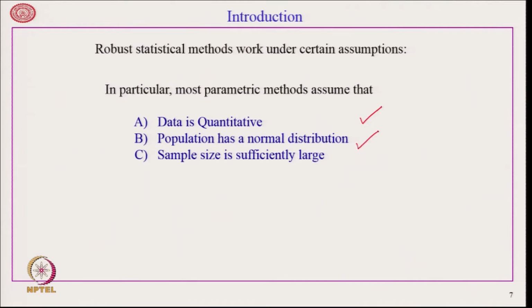Population has a normal distribution. It is an underlying assumption that the population with respect to certain properties will have a normal distribution, that is, it is central around the mean and it is more or less symmetrically spread around the mean, and the sample size is sufficiently large. That means, in order to infer for the population, we need quite a large sample size. But in practice, it always does not happen.